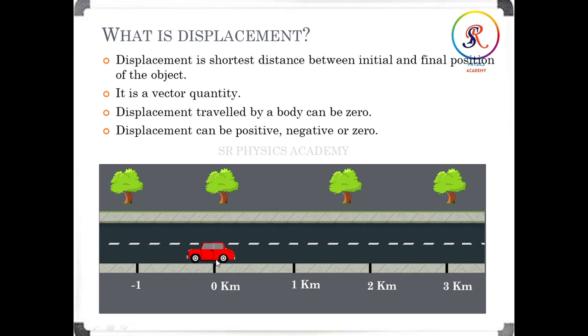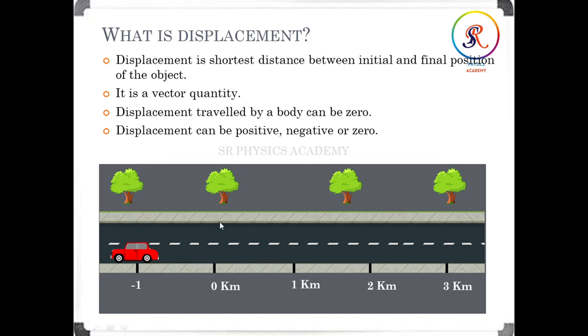Now when the car goes behind the origin, this is the origin, or initial point. When it is behind the initial point, then the displacement will be negative. So it's clear. The displacement can be positive, negative or 0. This is the meaning.